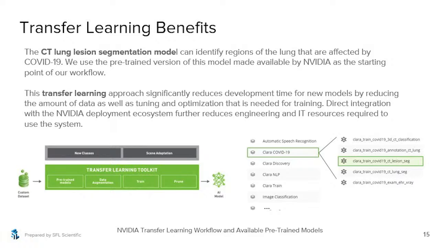In this case, you can think of it as taking a pre-trained model and then fine-tuning it on your different patient populations for different regions. And this transfer learning approach significantly reduces development time for new models. Typically, using transfer learning, a model can achieve the desired accuracy using only a fraction of the data and time compared with training starting from scratch.